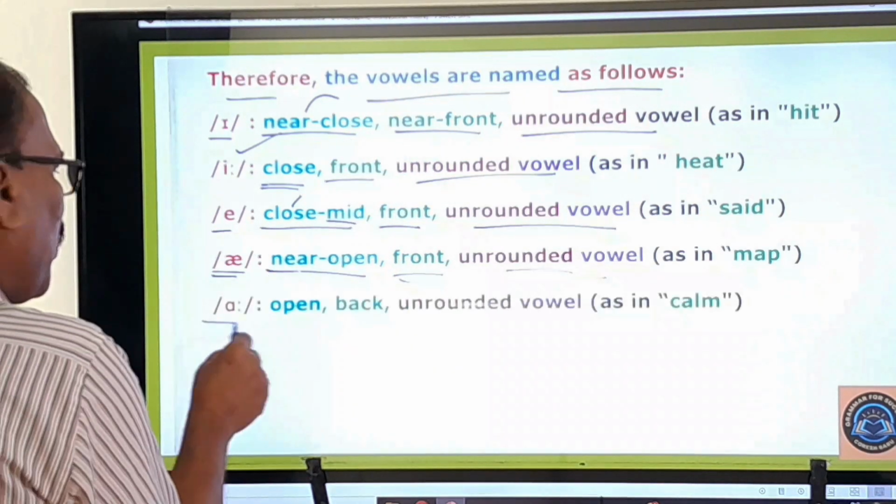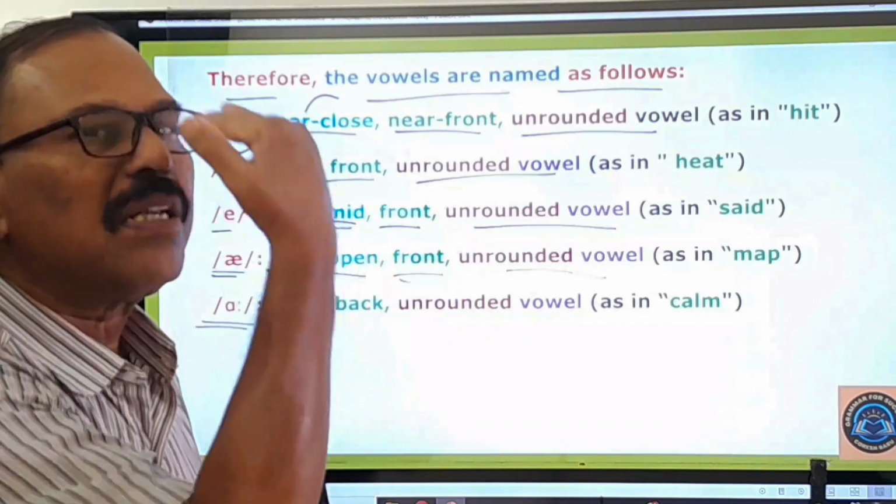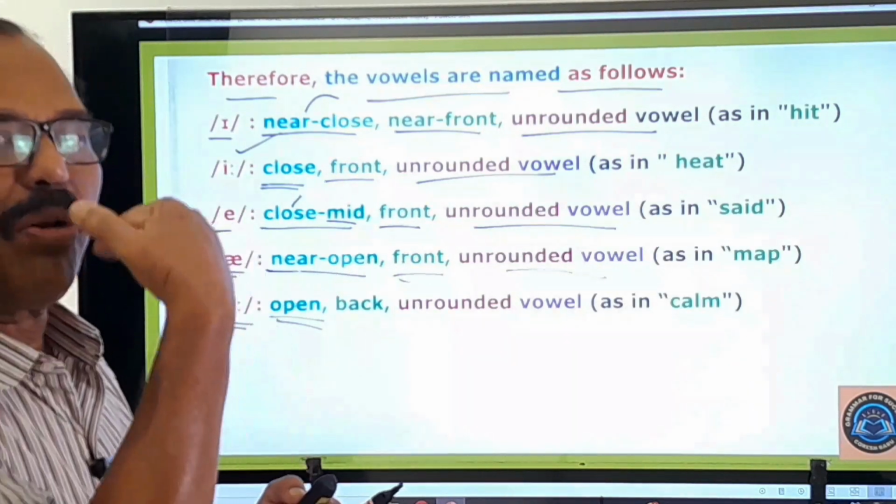And here in the production of this, what happens? Open. When you say it, what happens? The tongue is going down to the low level.